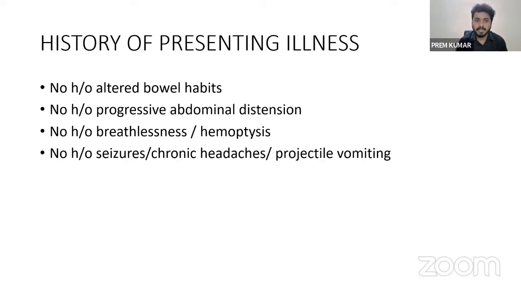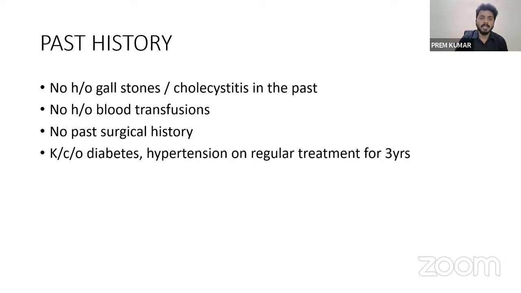No history of altered bowel habits, no progressive abdominal distension, no breathlessness or hemoptysis, and no history of seizures, chronic headaches, or projectile vomiting. Coming to past history, no history of gallstones or cholecystitis in the past, no history of blood transfusions, and no past surgical history. Patient is a known diabetic and hypertensive on regular treatment for the past 3 years.